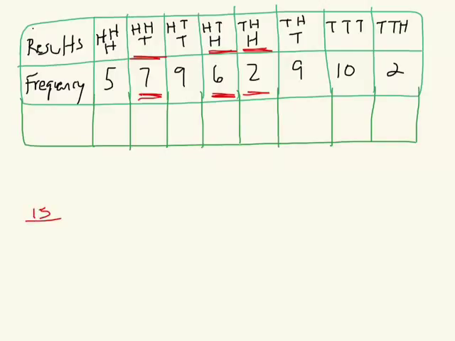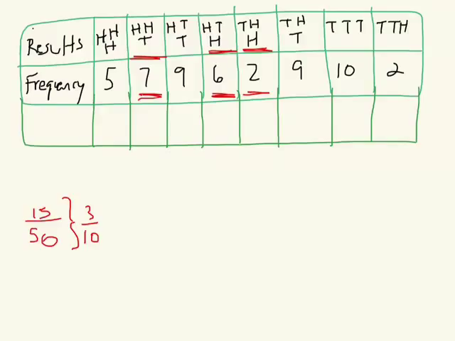What's the total frequency? If we add up all of these, you get a total of 50. So the relative frequency of getting exactly 2 heads is 15 over 50, which we reduce to 3/10, or 3 to 10. And that's the relative frequency of exactly 2 heads.